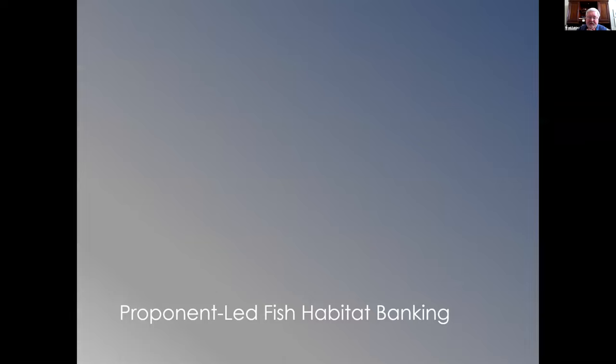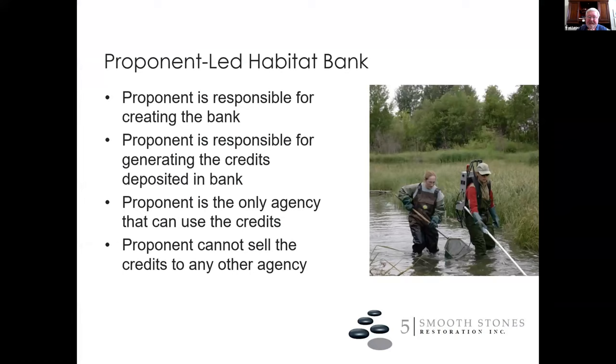So I'm going to speak specifically right now about proponent-led fish habitat banking. Basically, the proponent is responsible for creating the bank. They're responsible for generating the credits and depositing them in the bank. The proponent is the only agency that can use the credits. The proponent cannot sell the credits to any other agency. That's the system we're in right now.